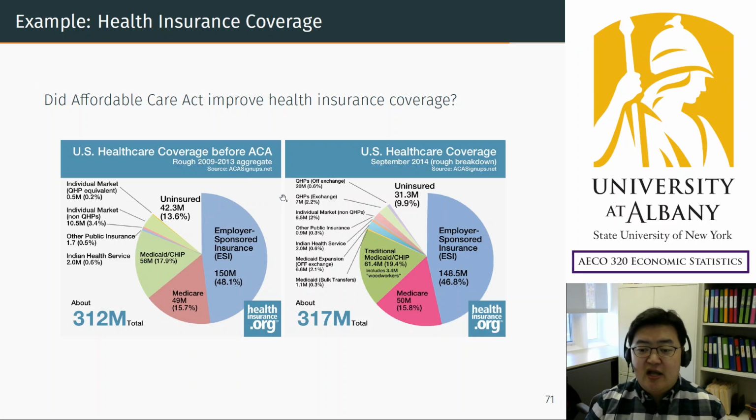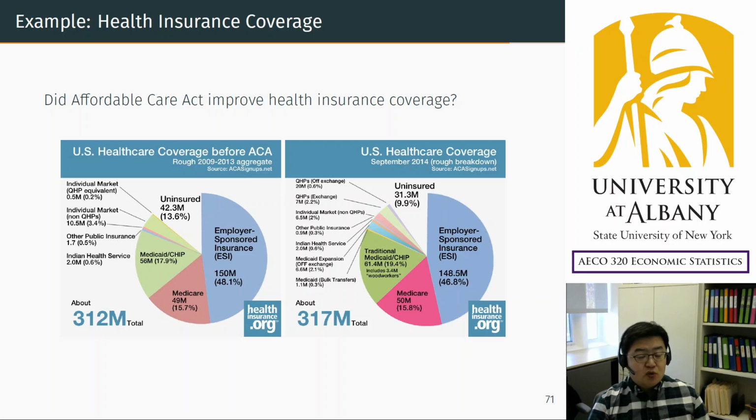Okay, this is the last video of this chapter, and we are going to apply the one-tail test framework to a real example. These graphs are about the health coverage in the United States before and after the legislation of the Affordable Care Act in 2013, right?